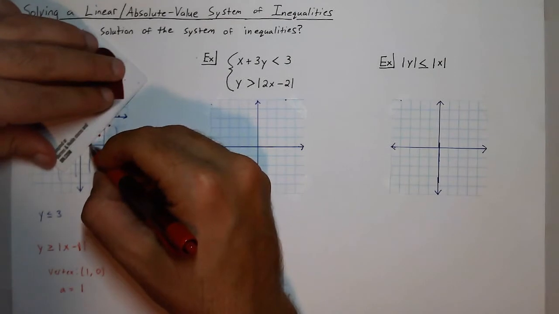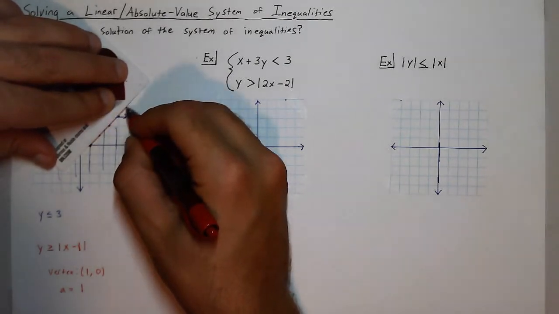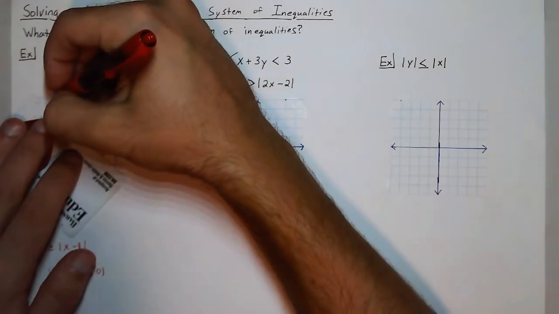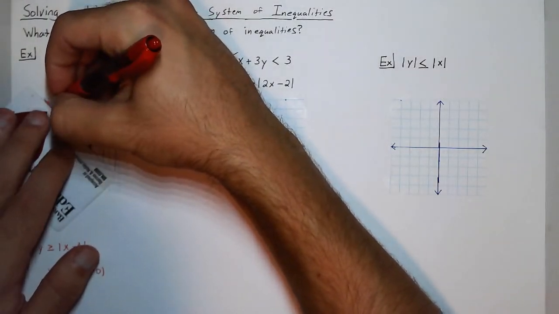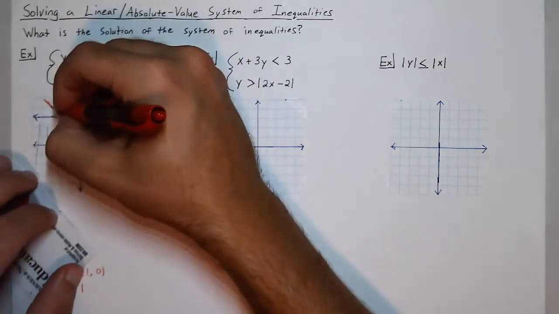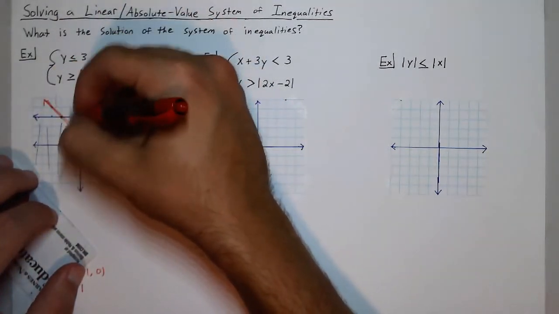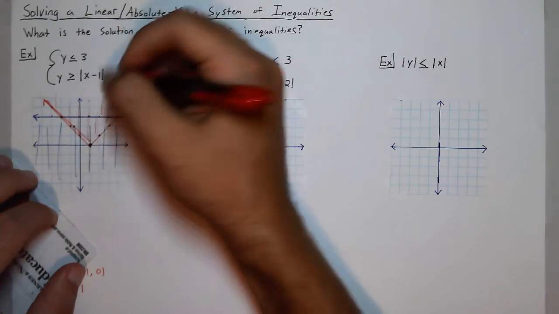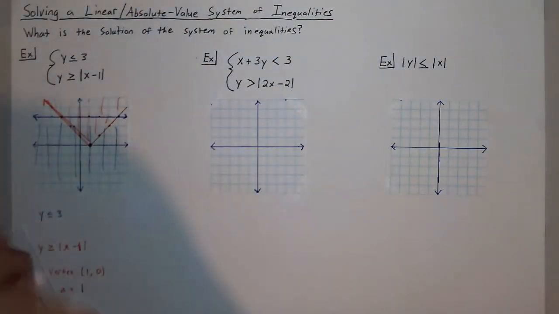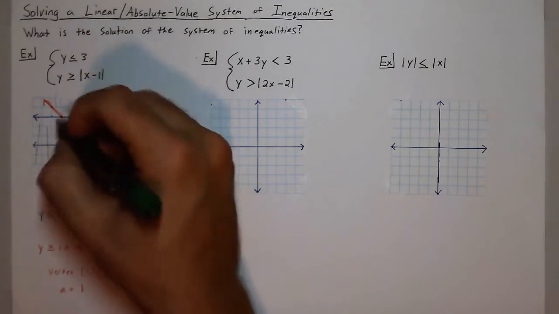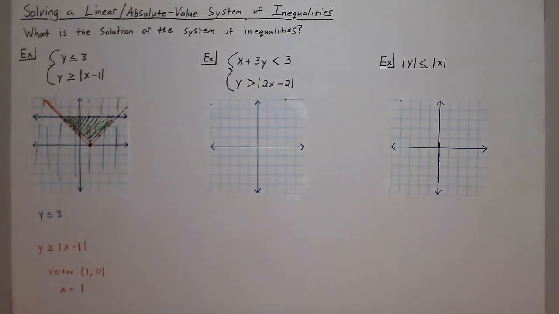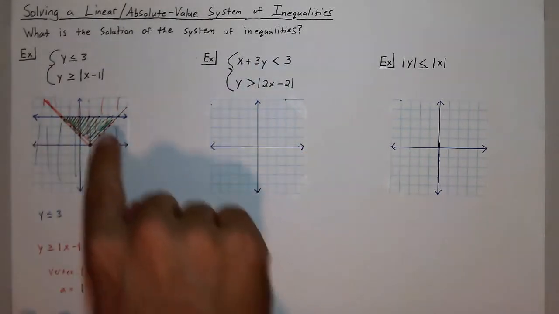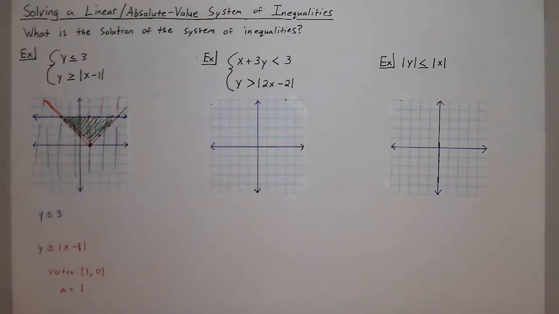Again, this is greater than or equal to, so it'll be a solid line, and I'll shade upwards. You'll actually see here I'll get an enclosed space, because now the overlapped region is right here in this triangle. So when we start to involve these absolute value functions, since they have this bend to them, they'll often create these enclosed spaces for us.